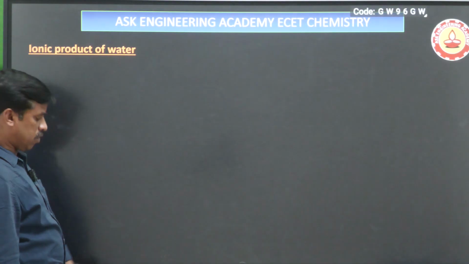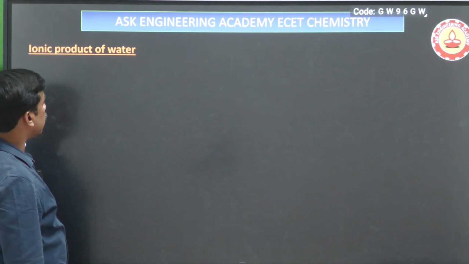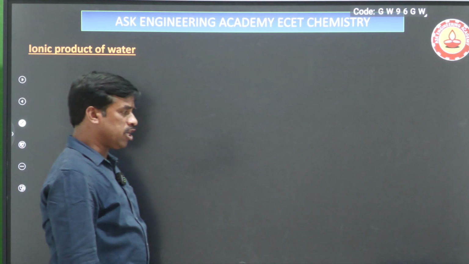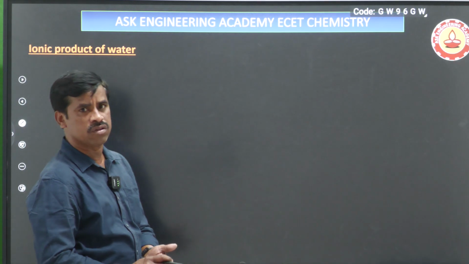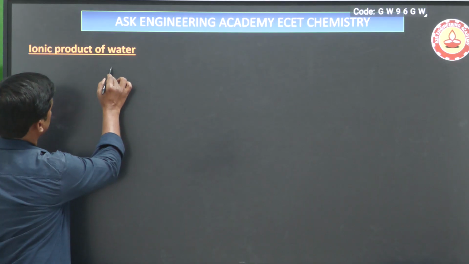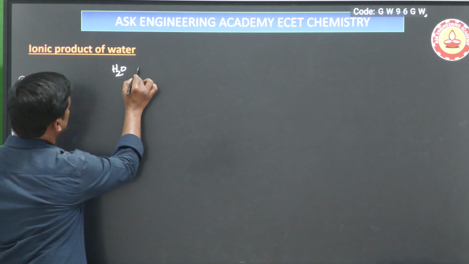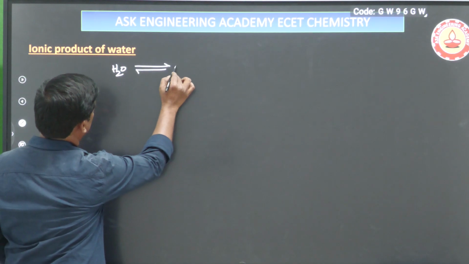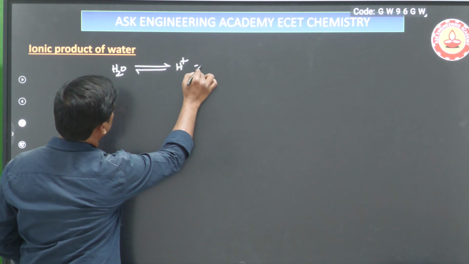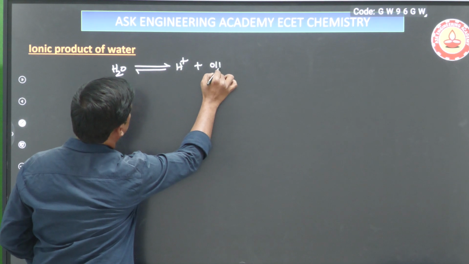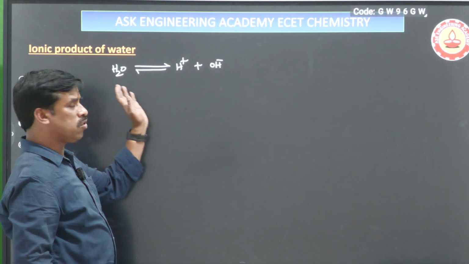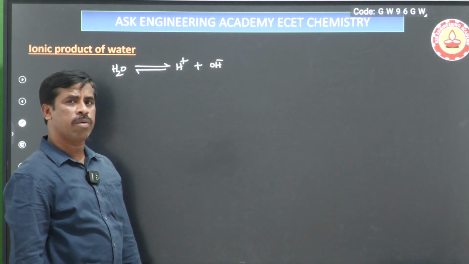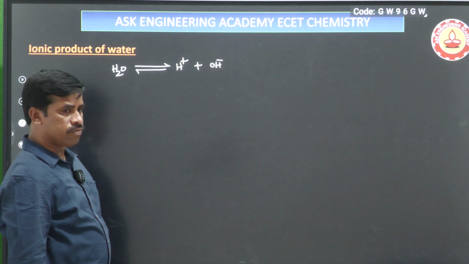Next I am going to discuss the ionic product of water. What is meant by the ionic product of water? Everybody knows water is a natural source. Its chemical formula is H2O. How does H2O dissociate? H2O dissociates into H plus and OH minus. Everybody knows this water molecule H2O is going to dissociate into H plus and OH minus.